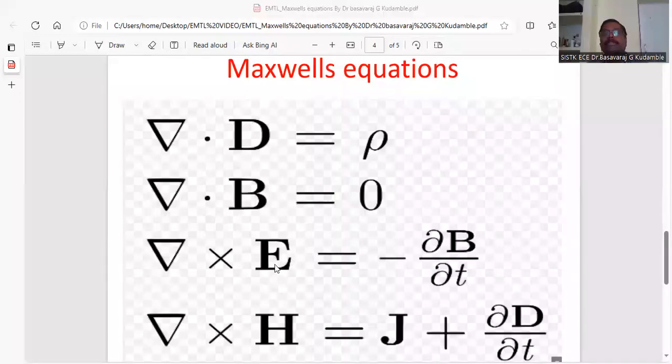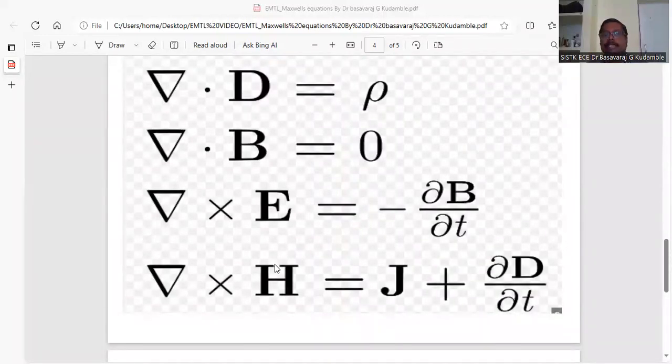Then the curl of H, where H is the magnetic field intensity, over a closed path is equal to the current density plus the displacement current density, dou D by dou t. This is another one given by Maxwell. He told that there is another current, the displacement current, due to the alternating electric field.